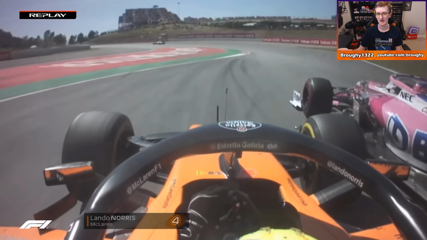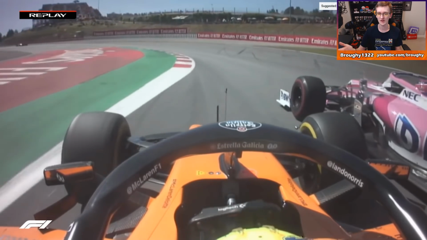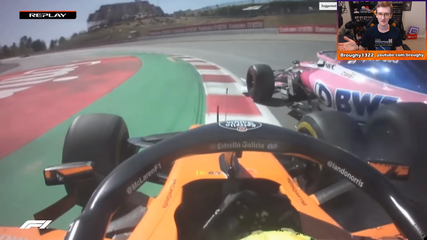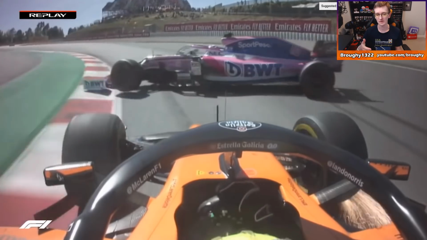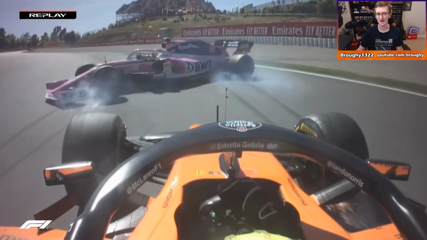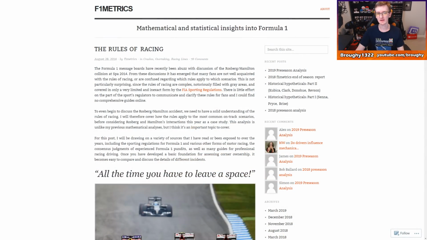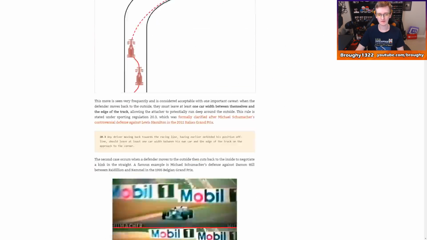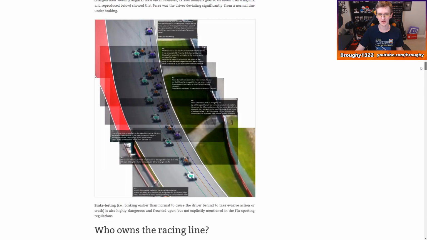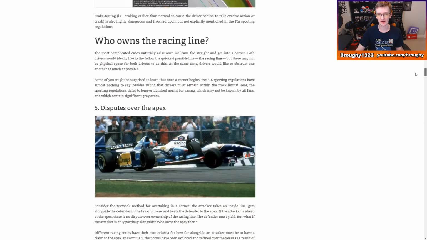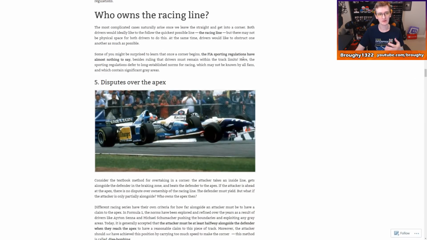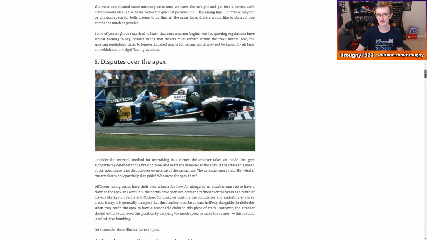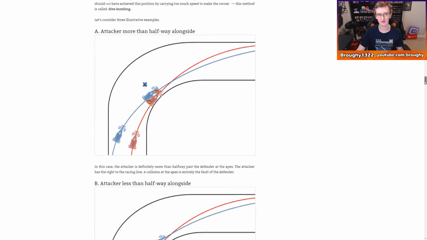So as we can see, Norris tries to go around the outside of the first corner, and then Stroll takes his line for the next corner, but Norris is still there, and they have it coming together. So let's take a look at the rules of racing document that we always look at, and there's two parts in particular that we need to keep in mind because both are really part of this. So we've got the usual who owns the racing line and disputes over the apex. That's what this is all about.